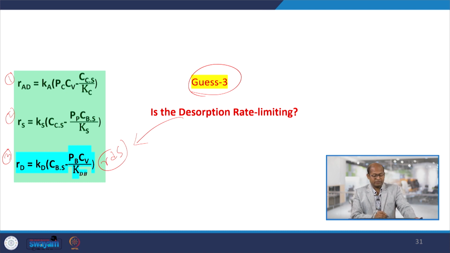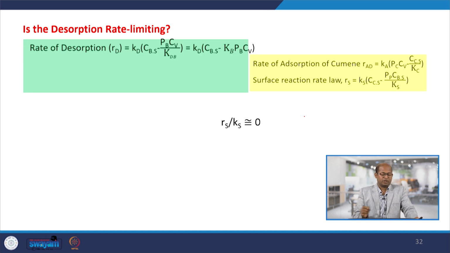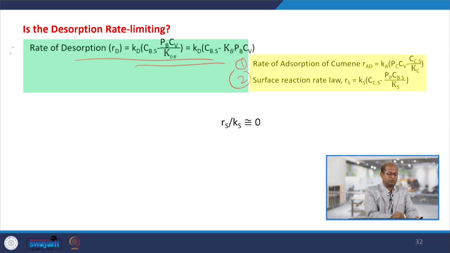So, in the third case, desorption is the rate limiting step. Then we can write the desorption equation like this. This is equation 1, this is equation 2, this is equation 3 for the rate of desorption. So, in these equations we are considering the RDS steps.